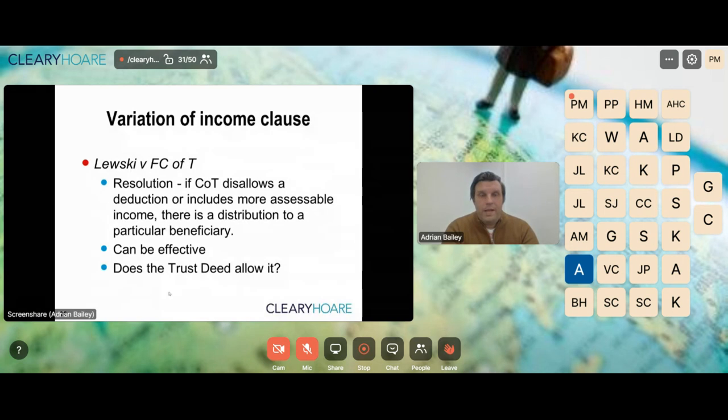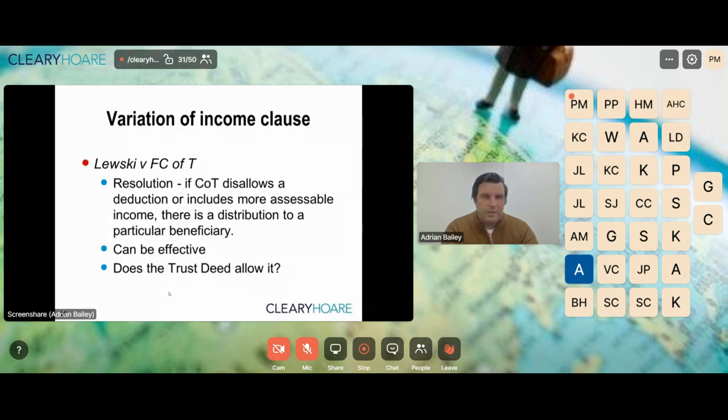The other thing that we can consider in our resolutions is what's known as a variation of income clause, and you would have seen these, where at the end we have a clause that says, well, if the Commissioner disallows, I'm paraphrasing here, if the Commissioner disallows a deduction or includes more assessable income, then there is a distribution to XYZ Co of that amount. That was examined recently in the case of Lusky, where the taxpayer had a resolution along these lines, and the resolution said that if the Commissioner disallows it, income will go to a particular company.